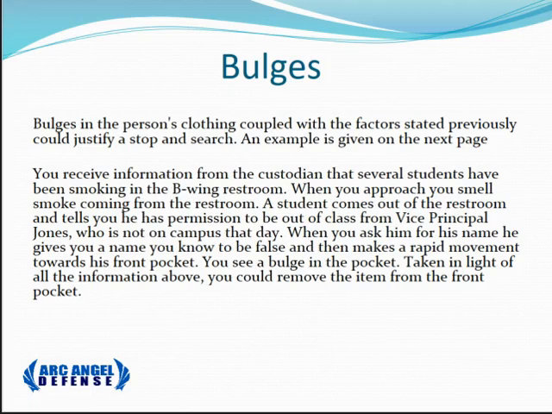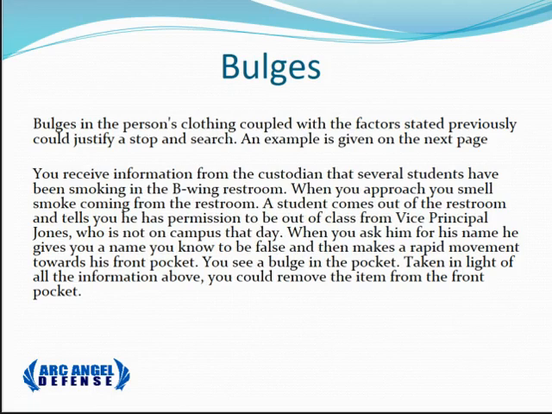You receive information from the custodian that several students have been smoking in the B Wing restroom. When you approach, you smell smoke coming from the restroom. A student comes out of the restroom and tells you he has permission to be out of class from Vice Principal Jones, who is not on campus that day.